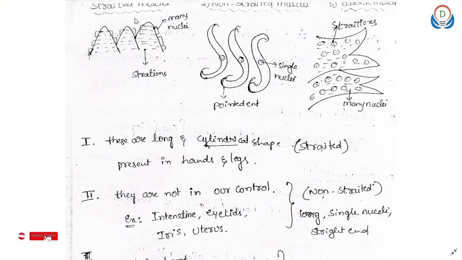This is a striated muscle, this is a non-striated muscle, and this is a cardiac muscle. I missed labeling it here. These are the three types of muscles present in our body. Whereas here, many nuclei are present, and these are striations.